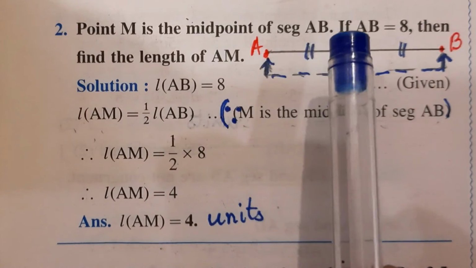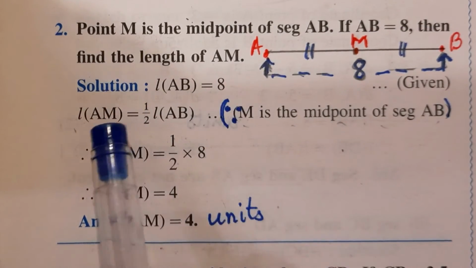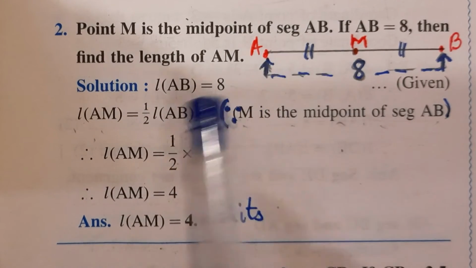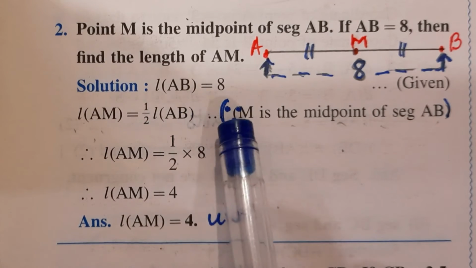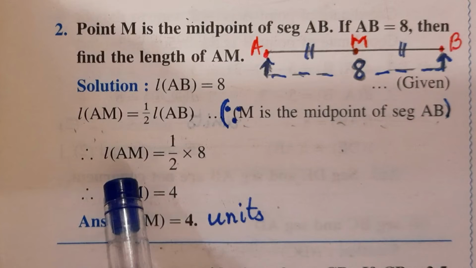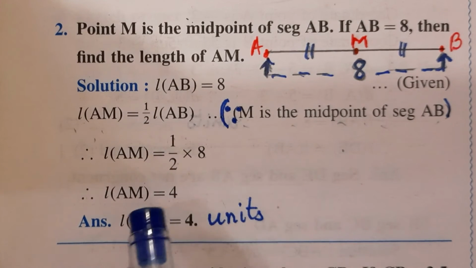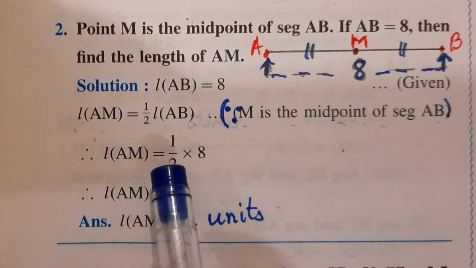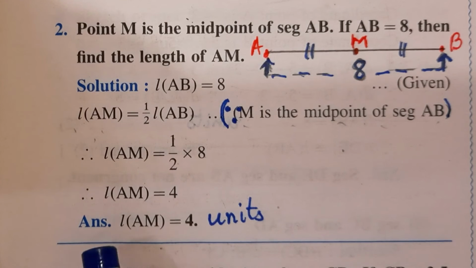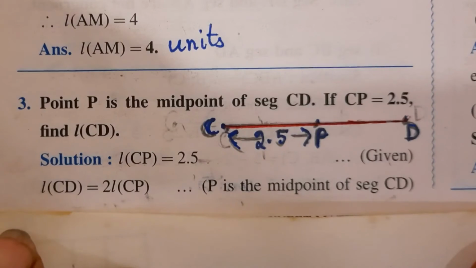Now it is given AB is 8, that means length AB is 8. Now we want to find length AM. Length AM will be half length AB because M is a midpoint of segment AB. Therefore length AM will be half of 8 because full length AB is 8. Now if you cancel the 2 times table here, you will get length AM is 4. So the final answer is length AM is 4 units.